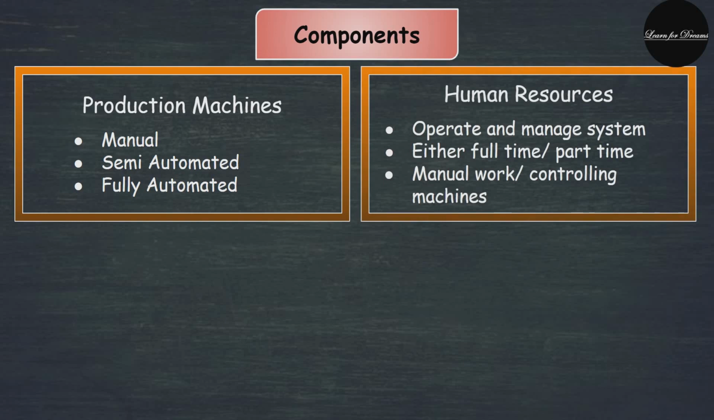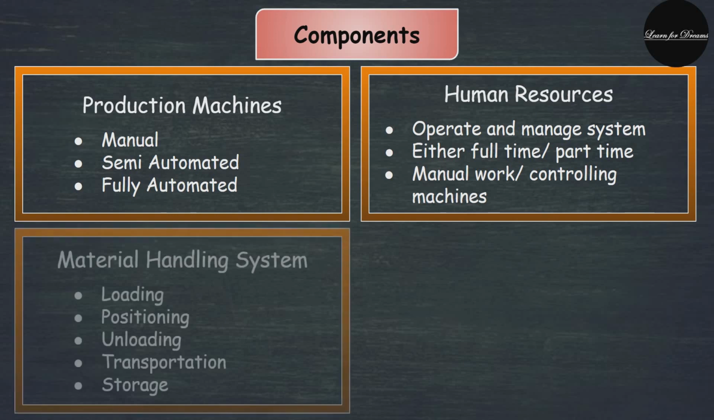The next and very important component is human resources. The human resources are required to operate and manage the system. The requirement is either full-time or periodic to keep the system running. Operators either perform manual work or control the machine.